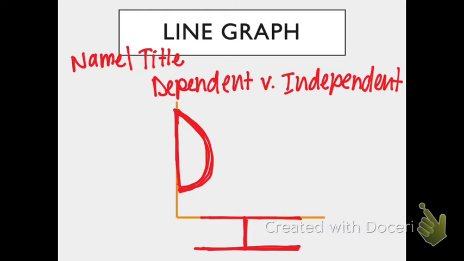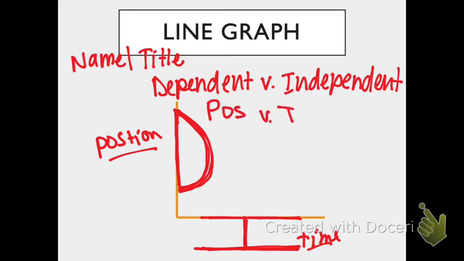So if I'm measuring a change in position over time, if this is my change in position as time goes on, this would be called a position versus time graph. Okay? If I was giving that example, it would be considered a position versus time graph. Okay?